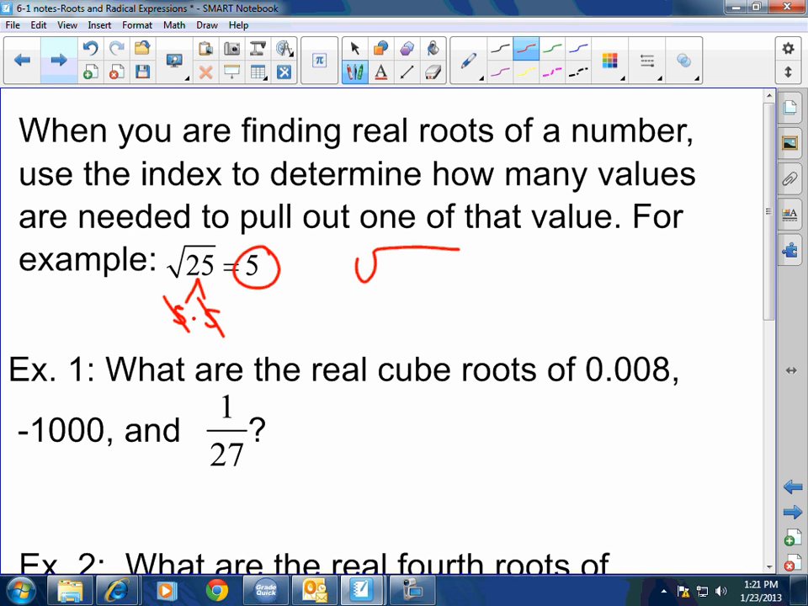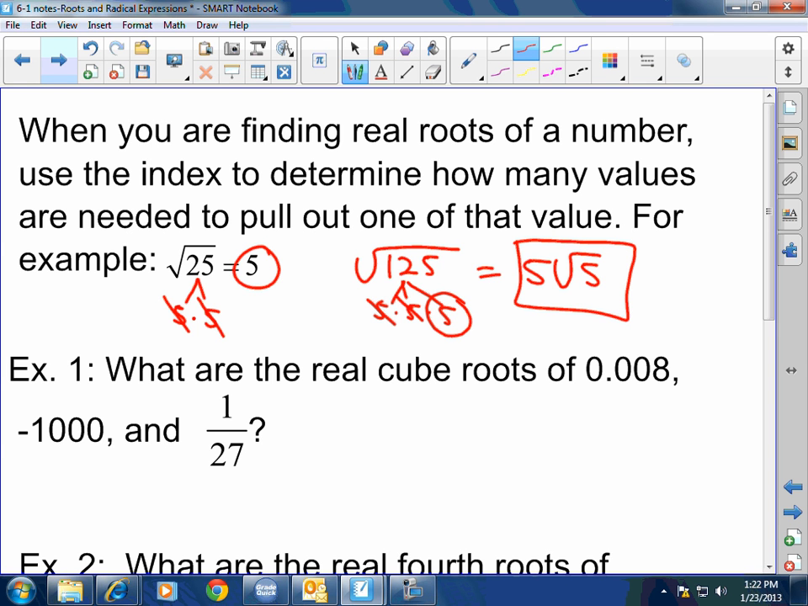Now, let me just show you. If I did the square root of 125, check this out. This is 5 times 5 times another 5. A 5 and a 5 comes out as one 5, but I still have a 5 left over. So what do I do with that? It stays inside the radical. In this case, I can only pull out sets of 2. 5 times 5 times 5 is 125. A 5 and a 5, that's one set of 2, came outside. Whatever I have left over stays inside of the radical.